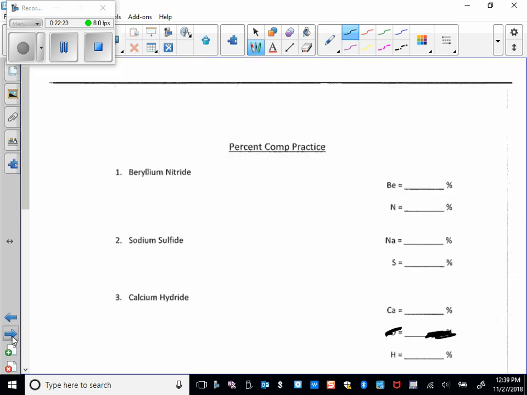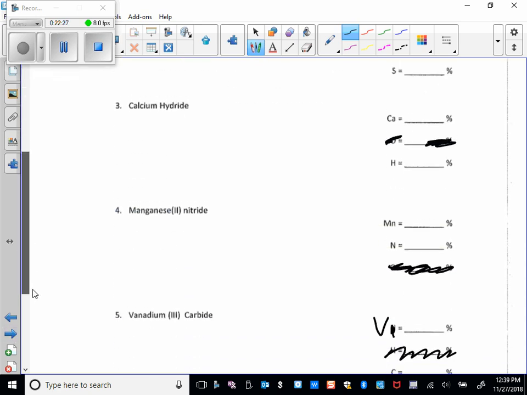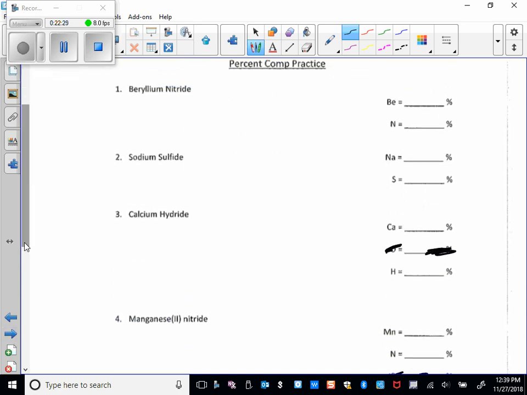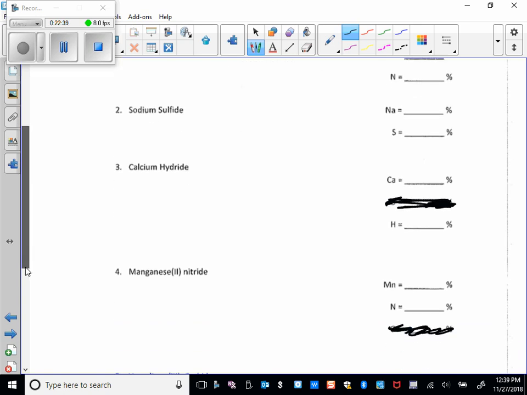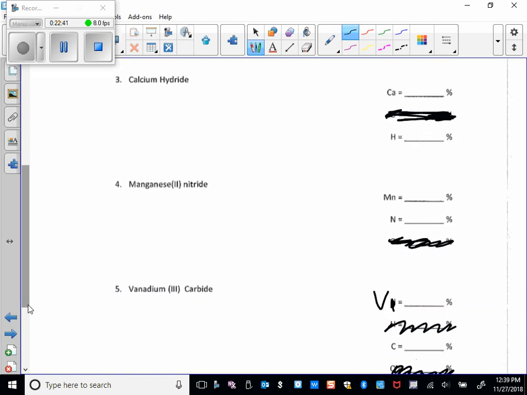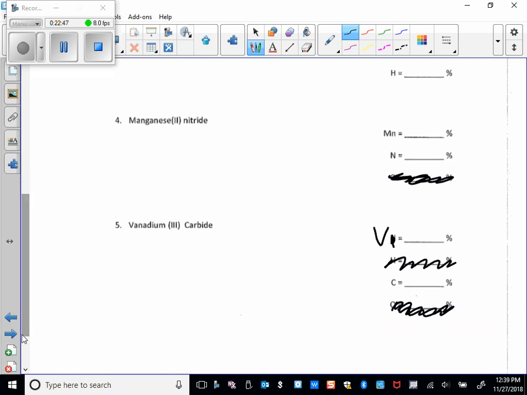So let's flip over to the next side, please. And make these corrections. In calcium hydride, strike off oxygen. Do you see number 3, calcium hydride? So strike off the oxygen in that. I didn't edit this completely. In manganese nitride, strike off the last one. And in vanadium 3 carbide, strike off this and this. So you'll have only vanadium and carbon.